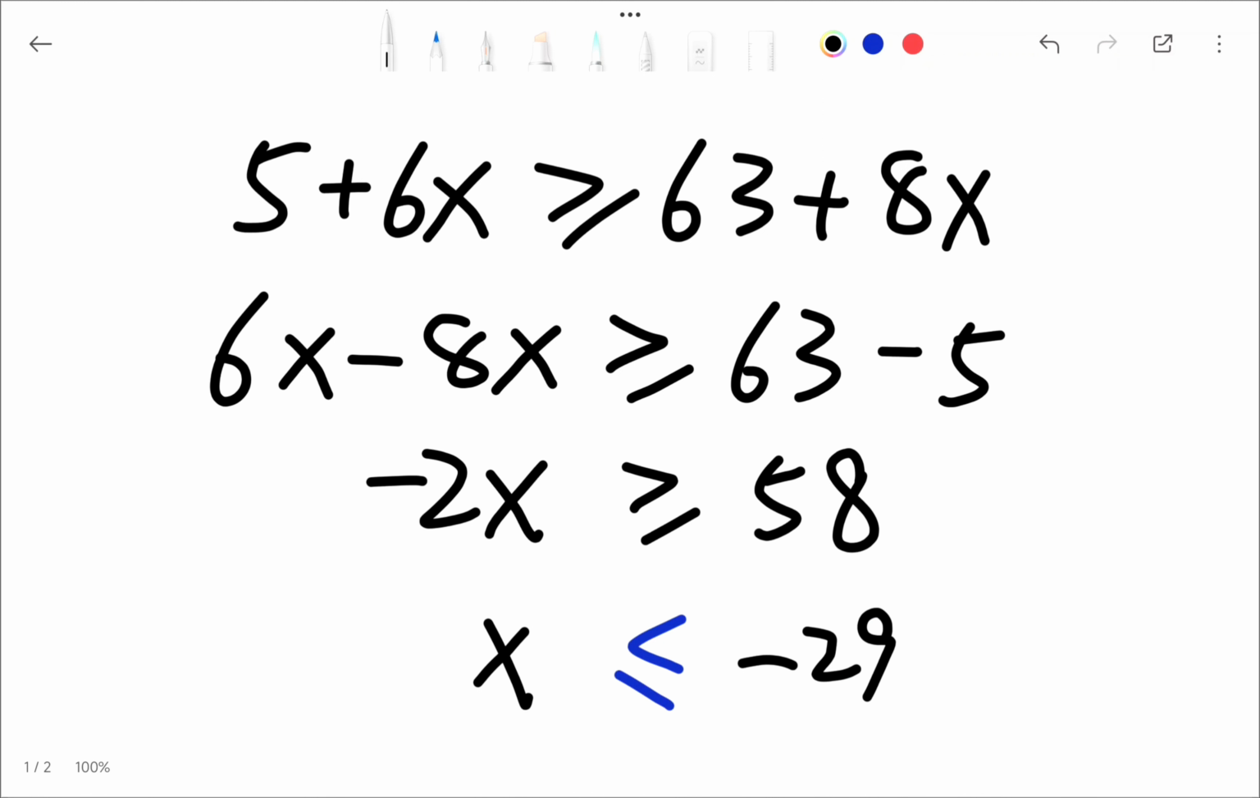All right, you can check the answer by picking any number that's within this range, meaning they have to be less than or equal to negative 29, and then put that number into the original question to see if that makes sense.